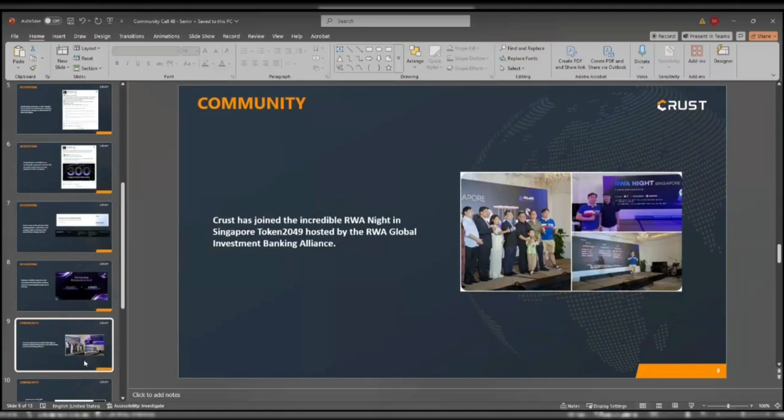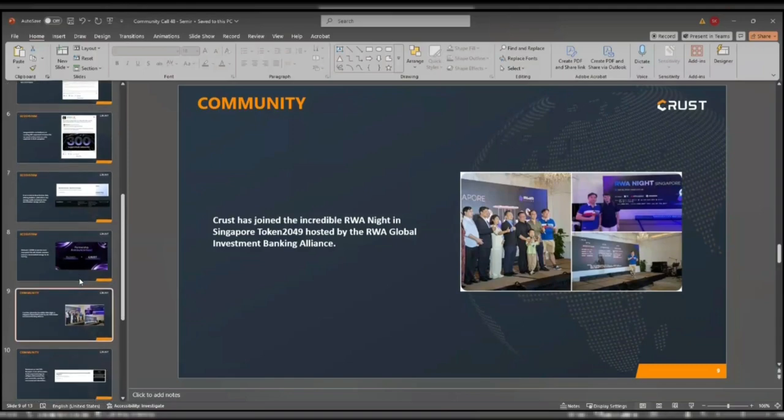Some community updates. Crust has joined the incredible RWA Night in Singapore, Token 2049, which was hosted by the RWA Global Investment Banking Alliance. We were super happy to attend this event, and there were, I believe, people from around 50 projects. It was all projects within the RWA DePIN ecosystem, so it was very valuable, and we got the chance to meet so many new cool projects and connect with them.